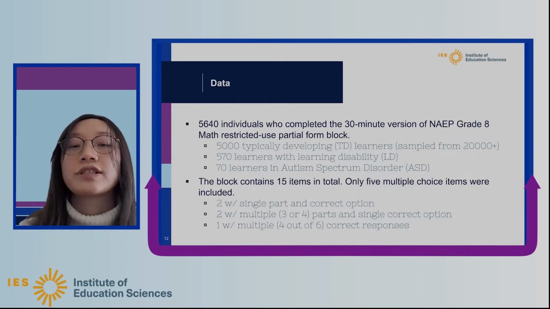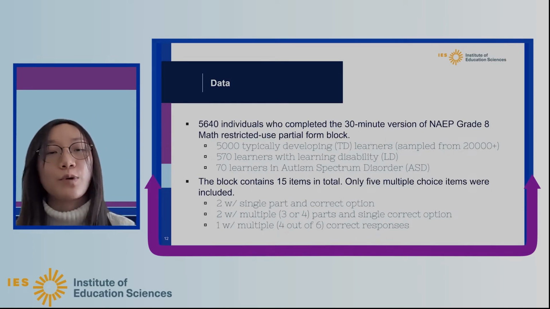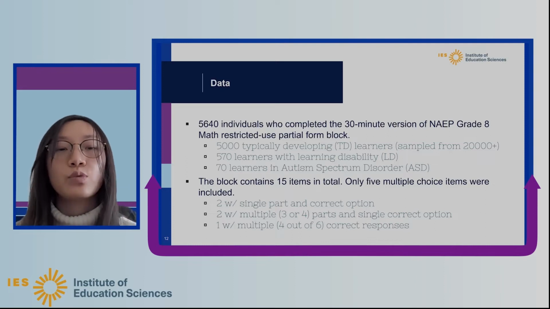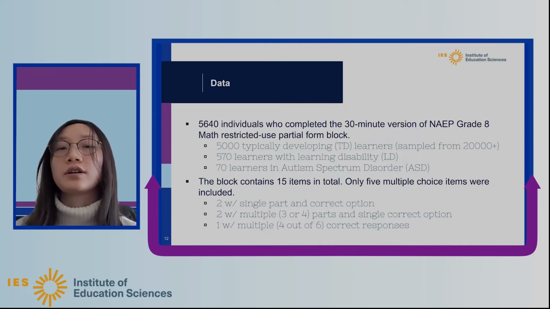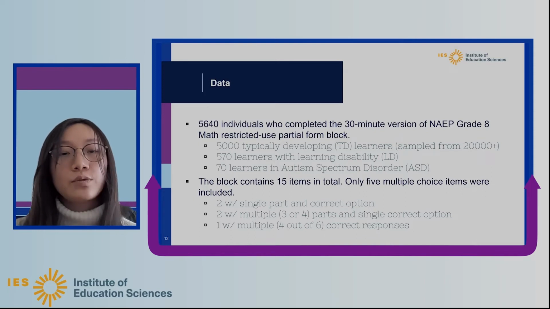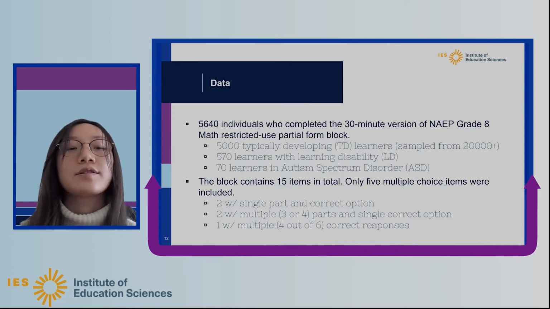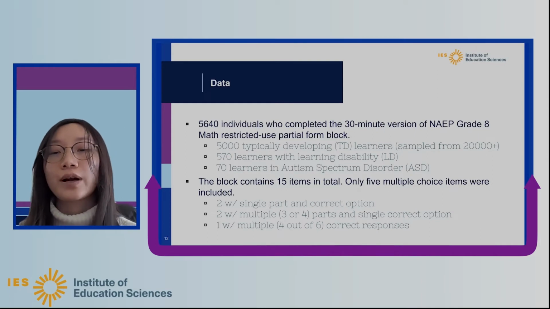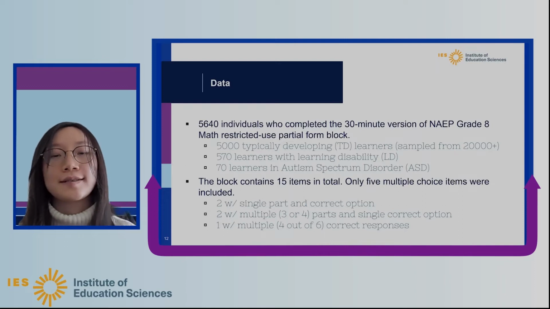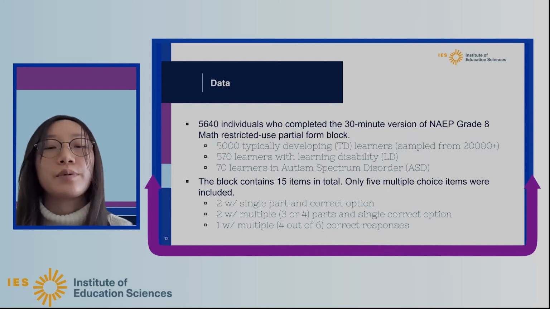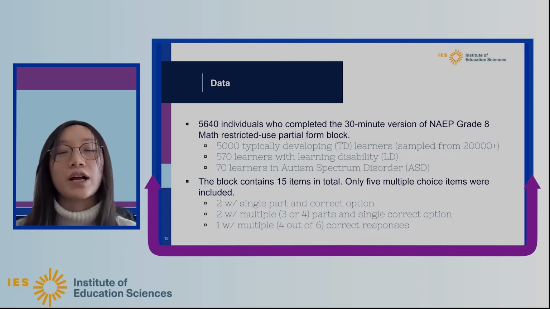For this study, we restricted our analysis to 5 multiple choice questions, which includes 2 questions with a single part and a single correct option. An example is the earlier rotation item 8 that we have seen. There are 2 questions with multiple parts, ranging from 2 to 3 parts, and a single correct option within each of the parts. And there's 1 additional question with multiple correct responses. Specifically, there are 6 different options and 4 out of the 6 are correct. And the examinee is supposed to identify the four correct options.